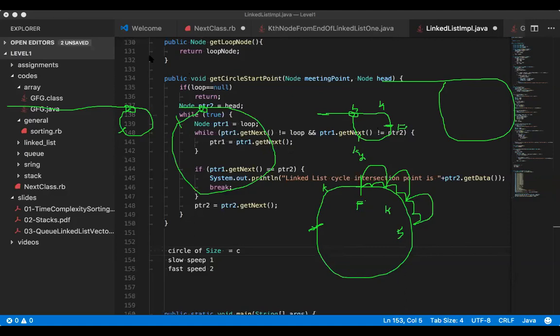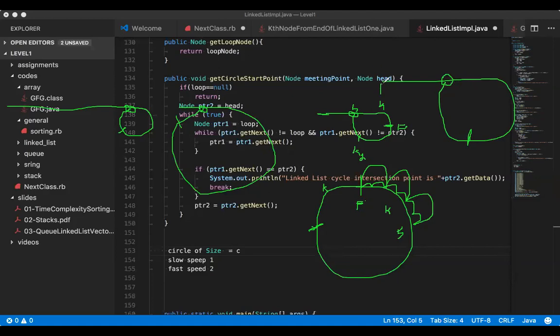But what you have to prove is, given that they met at this point, now if I start a pointer from here at the head and another pointer from here at the meeting point, and I move both of them with a speed of 1, wherever they meet first is the starting point of the circle.